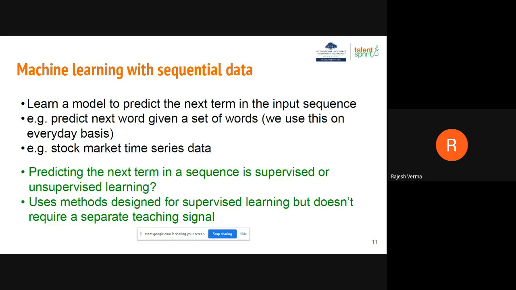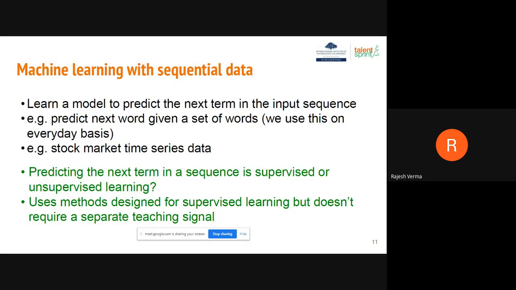What the recurrent neural network does is learn a model, and this model helps in predicting the next term in the input sequence. For example, predict the next word in a set of words. You use this on an everyday basis. Or, for example, stock market time series data. As you know, stocks keep changing every day, and this recurrent neural network is going to help us analyze that.